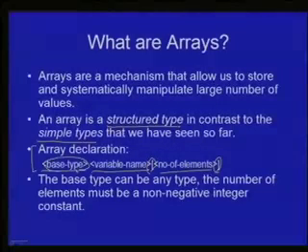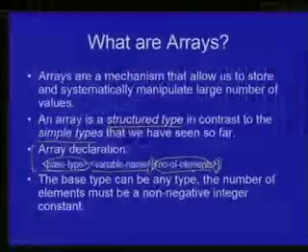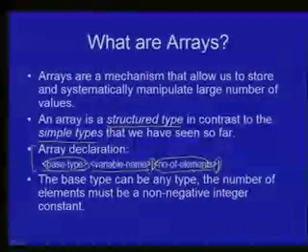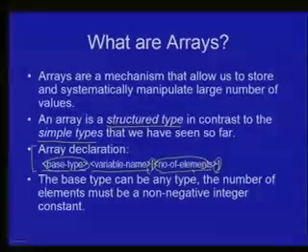The base type can be any type that we have seen so far. The number of elements must be a non-negative integer constant. That is, the compiler at compile time must be able to figure out how many elements there are in the array, and therefore how much space in memory is to be allocated for that array. So let's see some examples of array declarations.